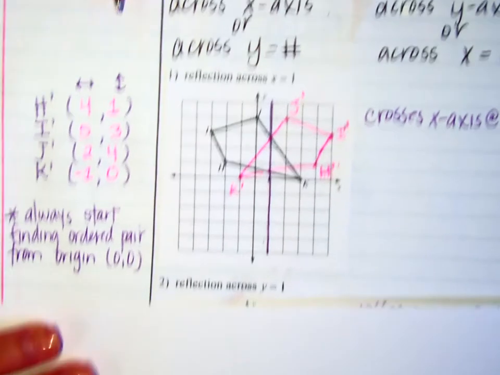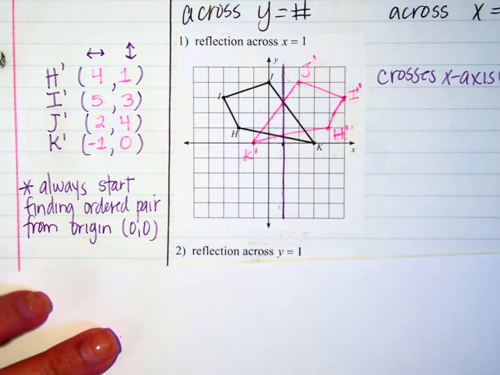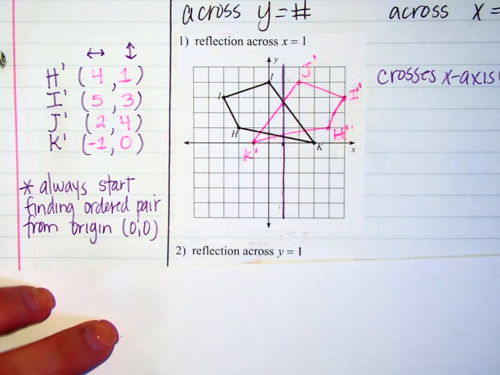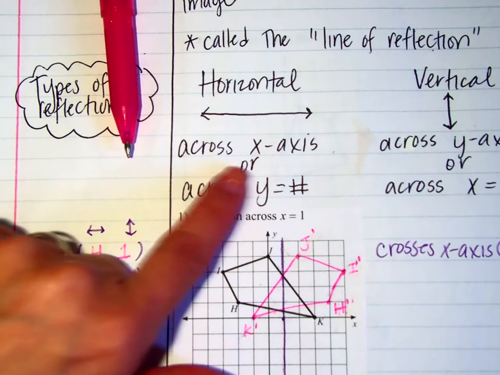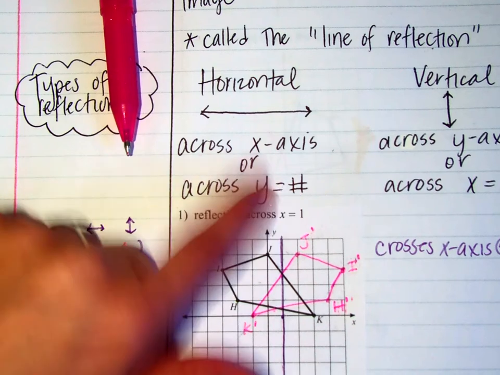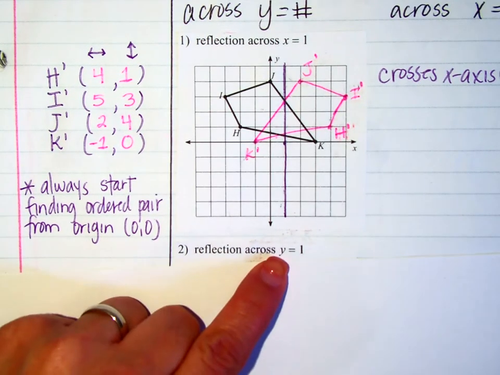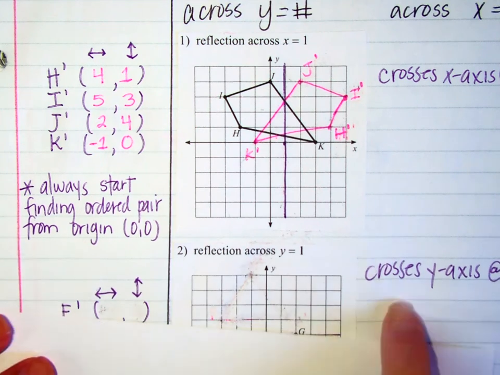For the next one, we have a reflection across y is equal to 1. So going back to your notes, you get to decide if this will be a horizontal line or a vertical line. And it turns out it's going to be, it looks like it's here, y is equal to a number. So it's going to end up being a horizontal line. Okay? And this horizontal line is going to cross the y-axis at 1. So we write down crosses the y-axis at 1.